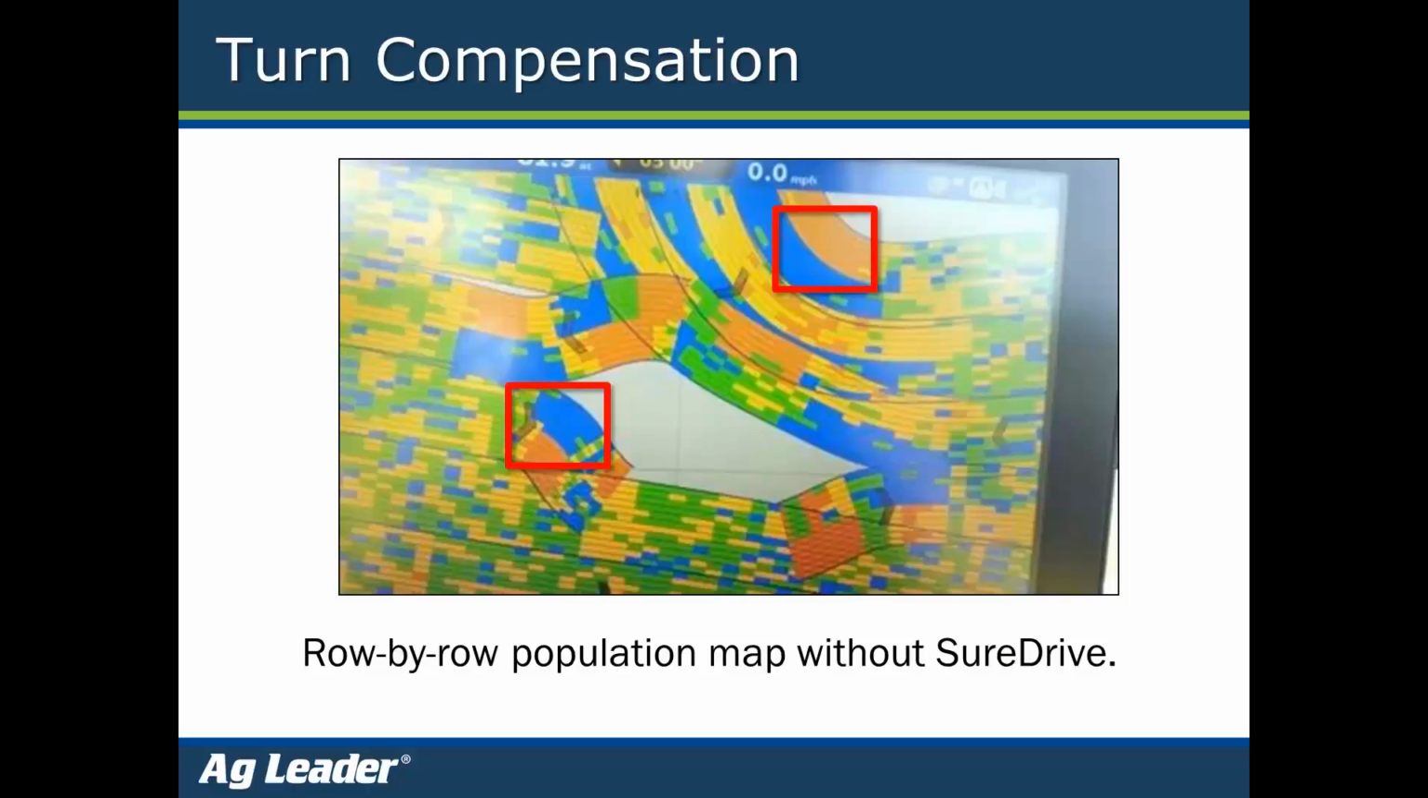Here's an example from a farmer whose operation has lots of curves and contours. You can see from the map when he turns, one side of the planter is not planting enough and the other is planting too much. The turn compensation feature in SureDrive electric drives would correct this, so he would have an even population throughout the curves.